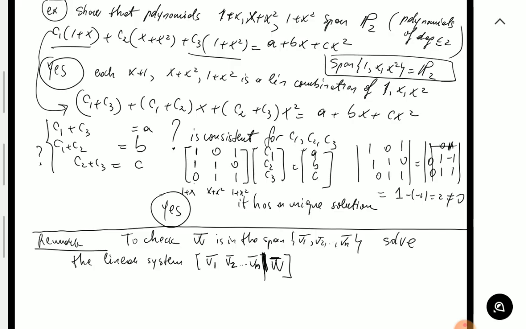Polynomials are analogous to this, in which the vectors are formed with the coefficients of each polynomial. So I think that's enough for today. We'll talk about linear independence next time.